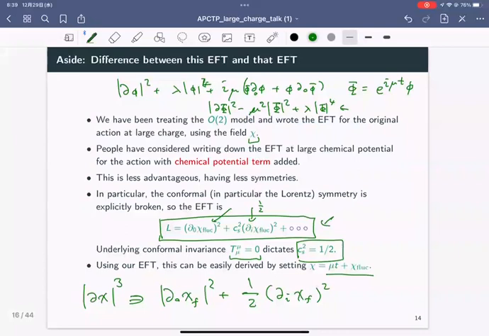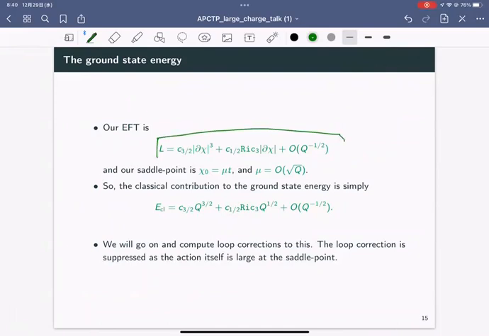Right. We wrote down the effective field theory like this. Our saddle point is chi zero equal to mu t, and mu is still like square root of q. So the classical contribution to the ground state energy is simply something times q to the 3/2 and something times square root of q plus dot, dot, dot. And we can go on and compute loop corrections to this, and the loop correction is suppressed as the action itself is large at the saddle point, which is like q to the 3/2, so it's much larger than one.